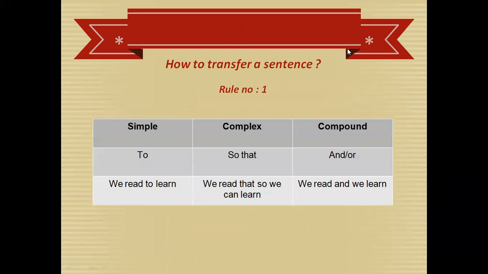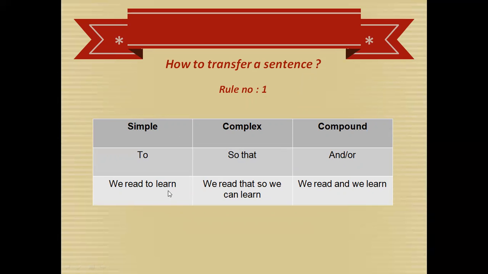Then how to transfer a sentence? So what's rule one? We are having a lot of structures. So the main thing is how to transfer a sentence. So in simple it is to, in complex it is so that, and in compound it is and. So here you can see the example.